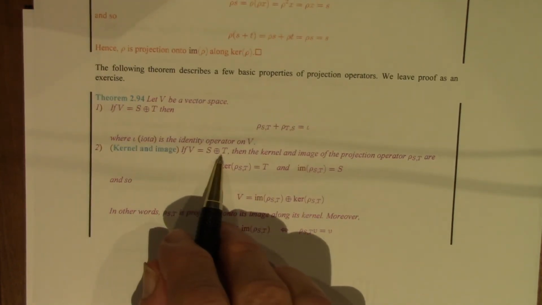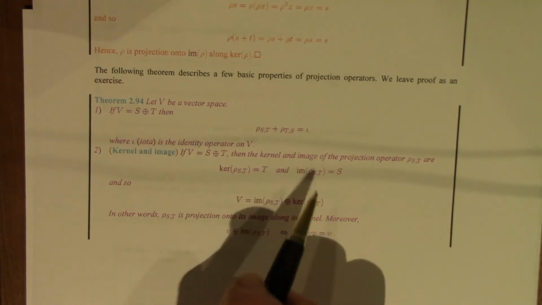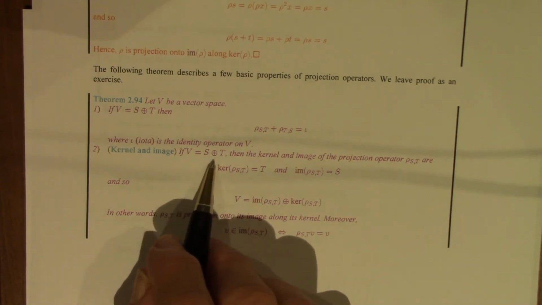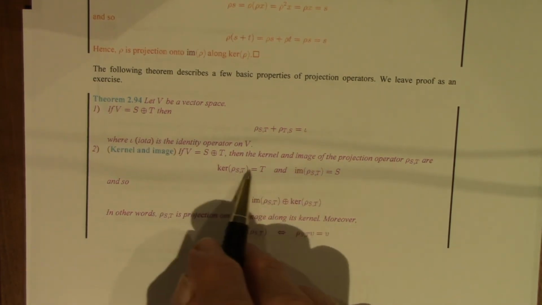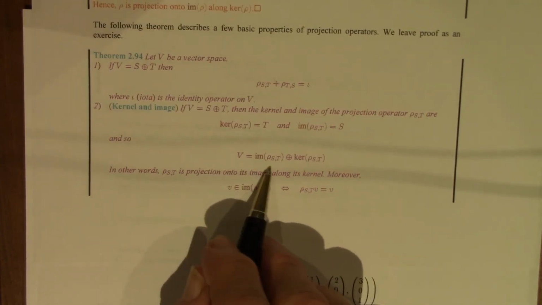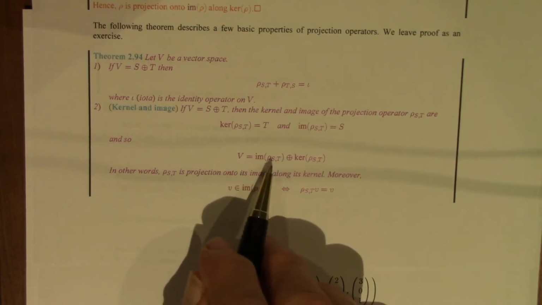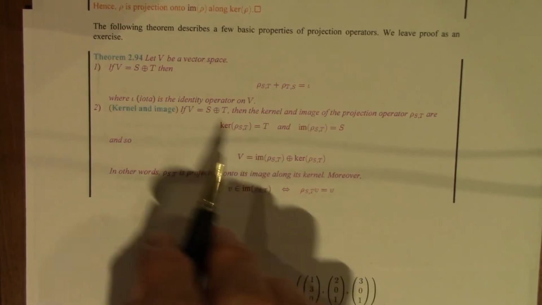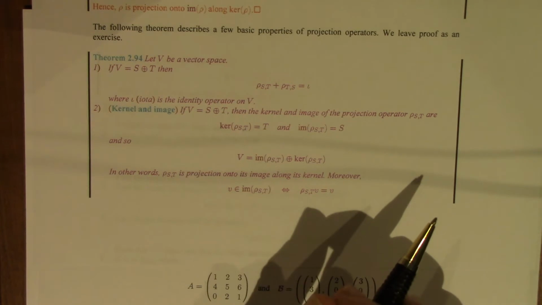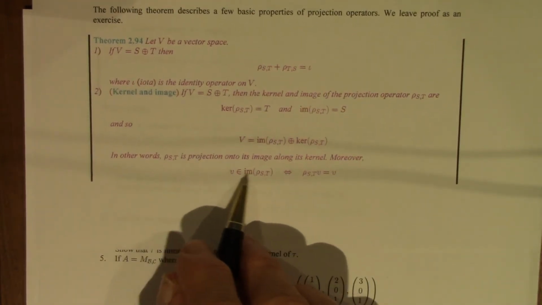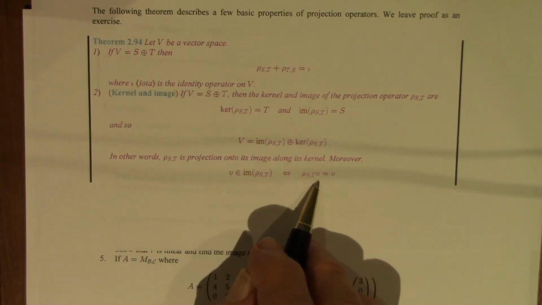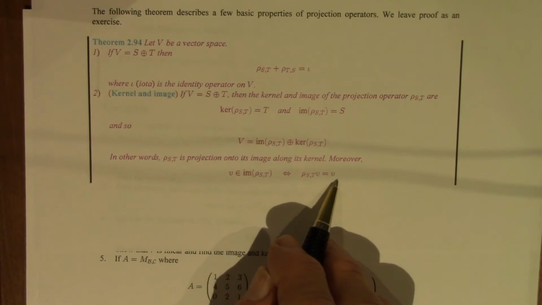Again, if V is the direct sum of S and T, the kernel and image of the projection operator ρ_ST: the kernel is T, the image is S. So V is actually being decomposed here into the direct sum of the image of the projection and the kernel of the projection. And so a vector v is in the image of the projection operator if and only if it is not moved by that operator.